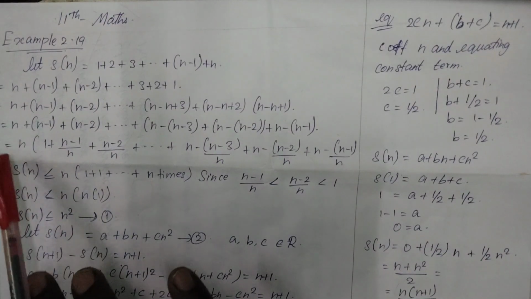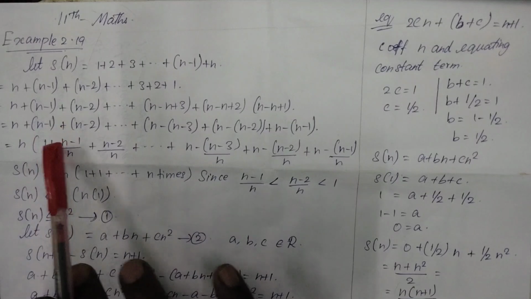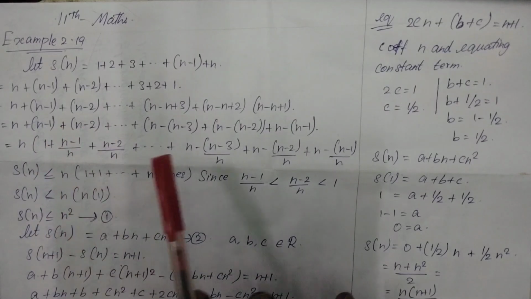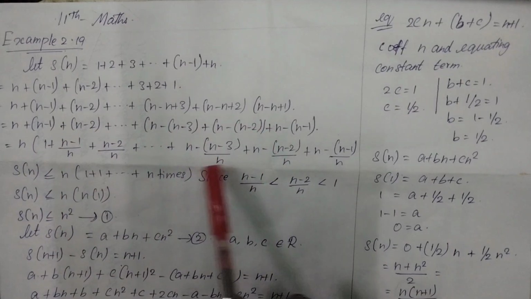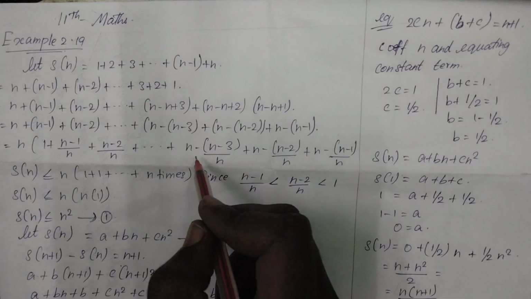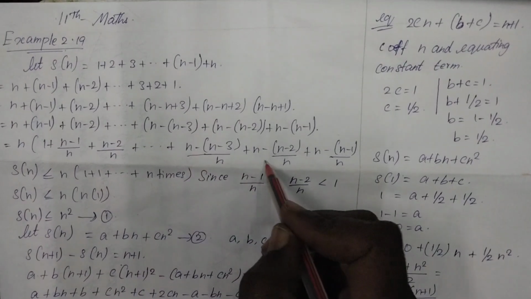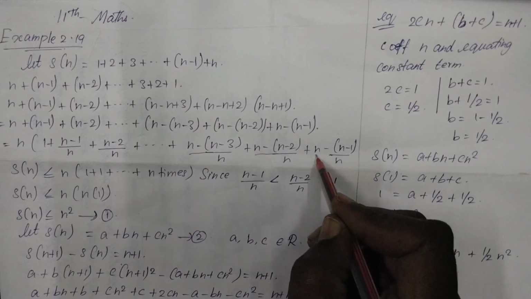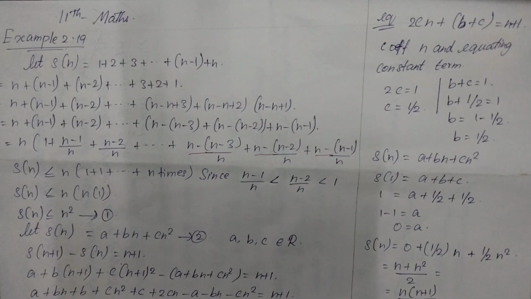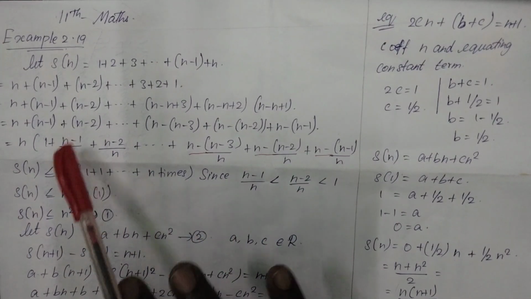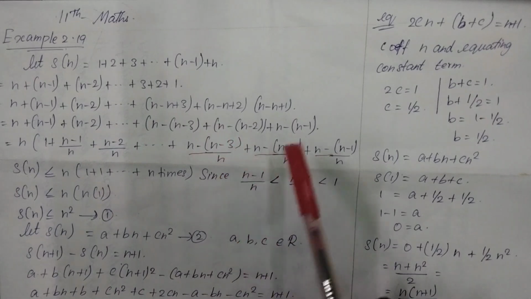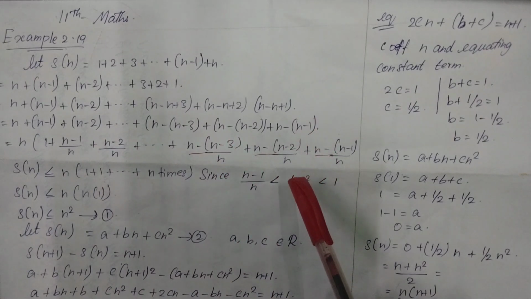Take n common here, then here 1 will come, then n minus 1 divided by n, n minus 2 divided by n. So like that, all the terms are divided by n. So it's a single term only. So up to here is a single term. Next, we are going to consider the values of n minus 1 by n, n minus 2 by n, n minus 3 by n.